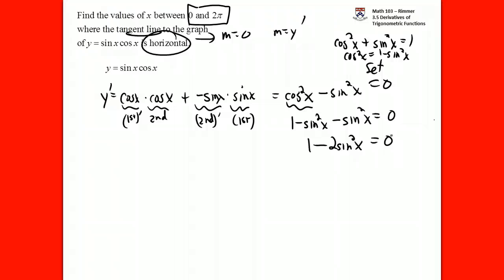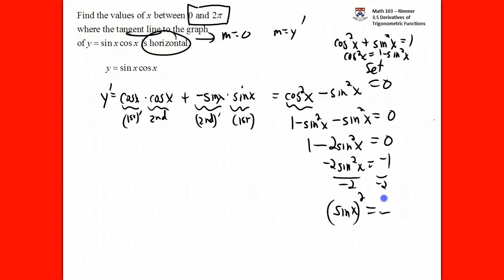What we're going to do is solve this for x. We need to subtract the 1 and divide by the negative 2. We'll have negative 2 sine squared x equals negative 1, divided by negative 2. So where does the sine x quantity squared equal a half? Take the square root, and don't forget plus or minus. Gotta have the plus or minus. So where does sine x equal the positive root of a half and the negative root of a half?